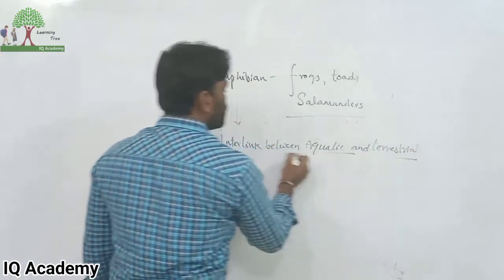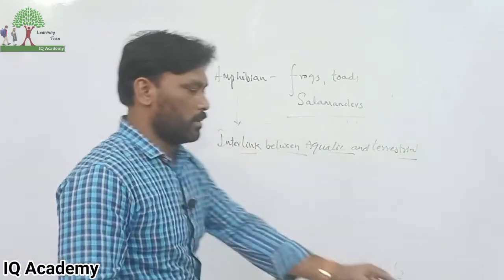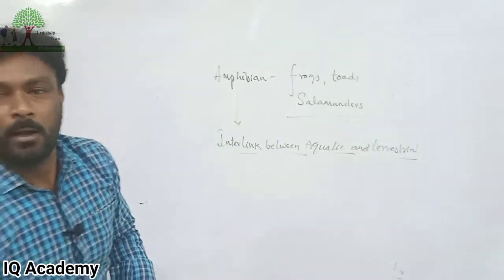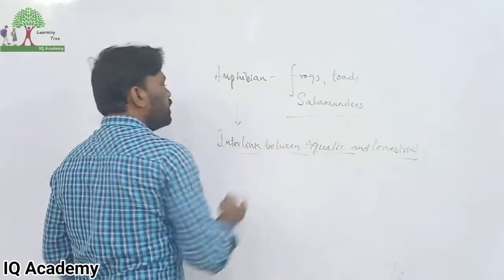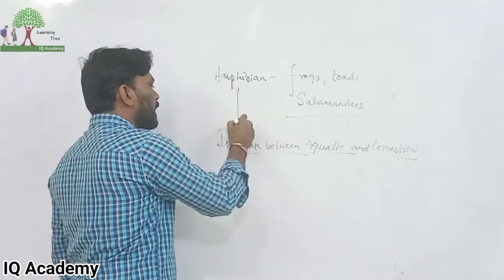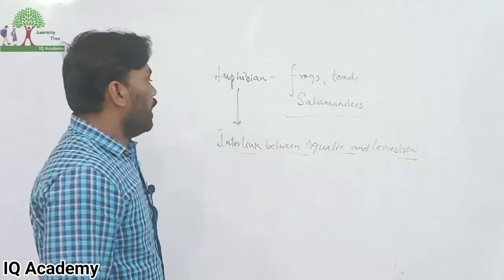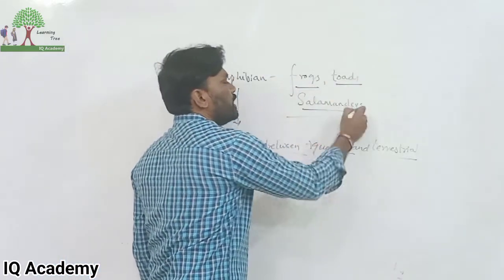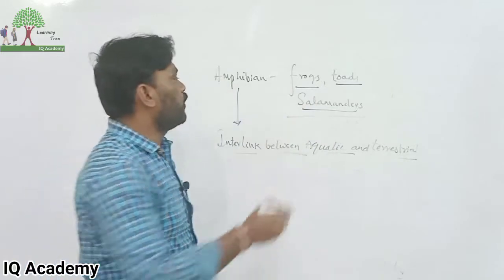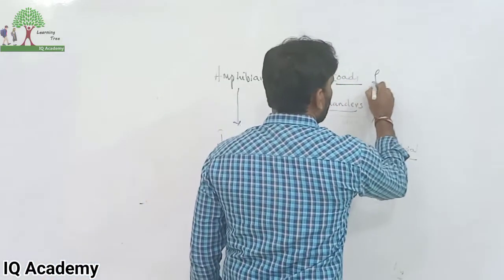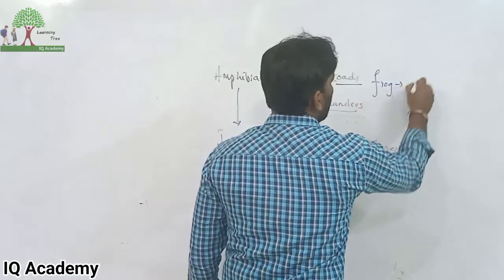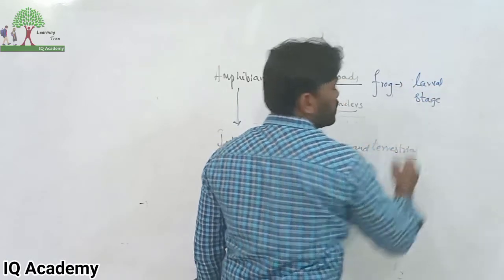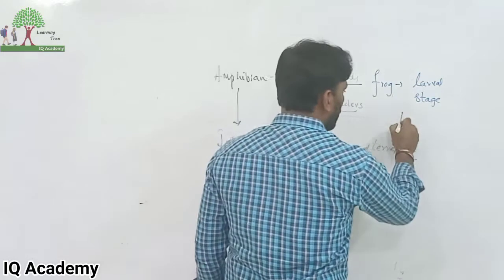Aquatic and terrestrial. So interlinking between the aquatic and terrestrial, these are called amphibians. If you take examples of amphibians: frogs, toads and salamanders. And when the frog is in larval stage, the larval stage of the frog is called a tadpole.